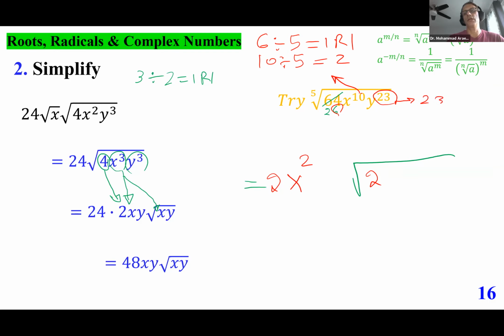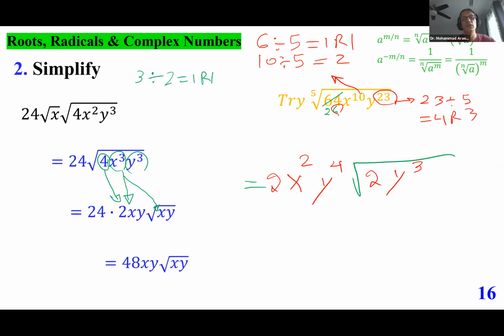Number 23 is the exponent on y. You divide by the index 5. You get 4 with the remainder 3. The quotient comes out, y to the power of 4. The remainder 3 sits inside. If you could do this, I can't imagine you having any problem with any questions of this form.